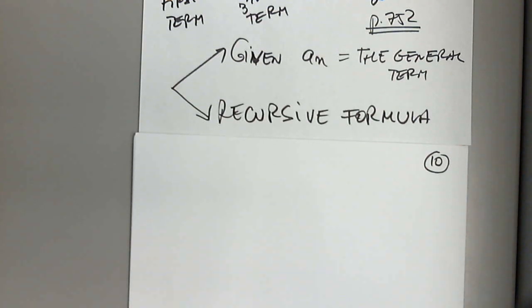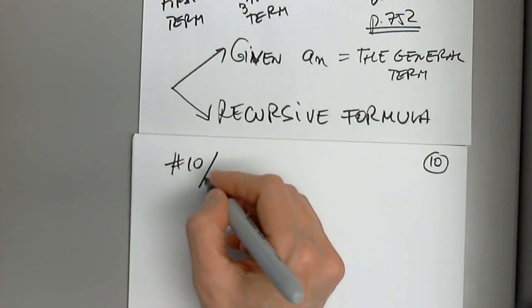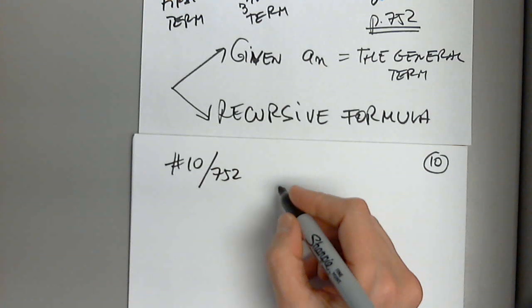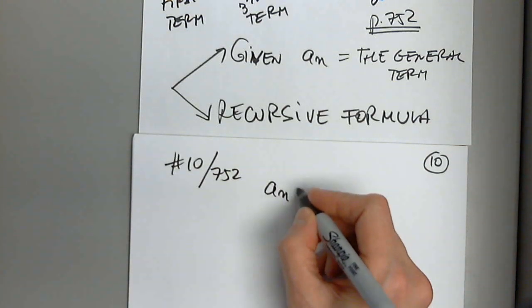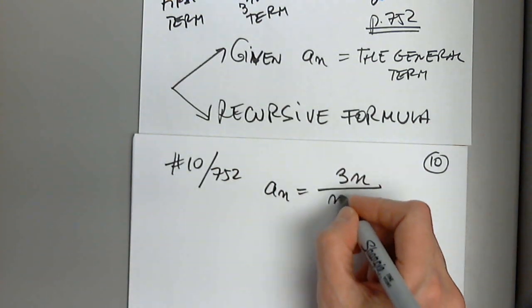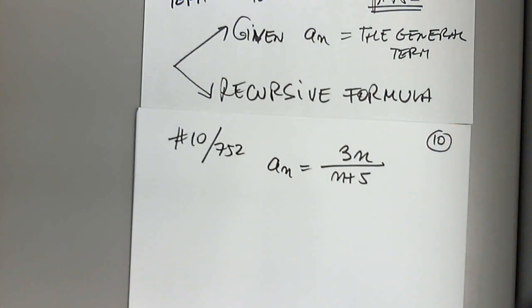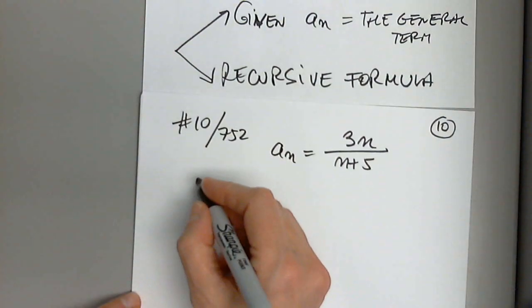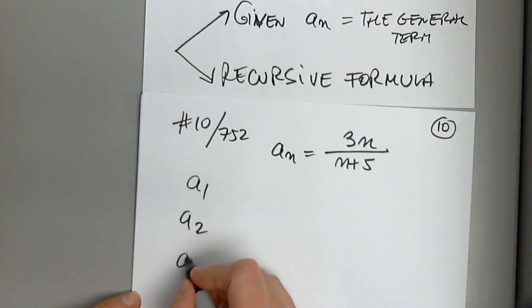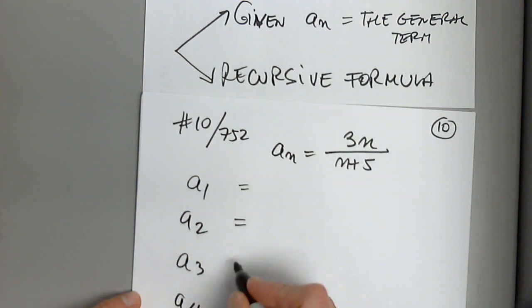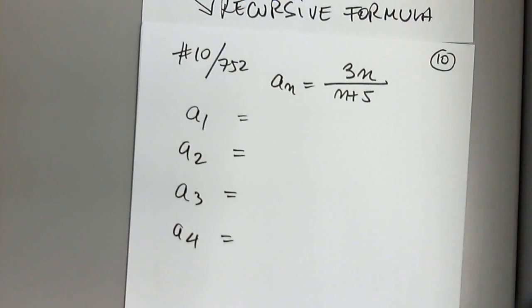So let's say number 10 on page 752. Of course, we're given a sub n equals 3n over n plus 5. These are all n's, not m's. Okay. We're asked to find the first four terms. So how do I determine the first term? I replace n by 1.